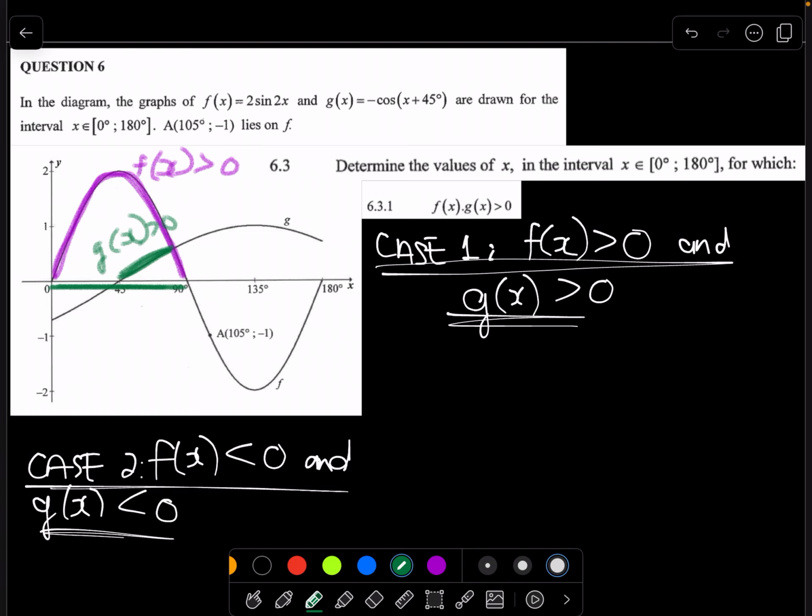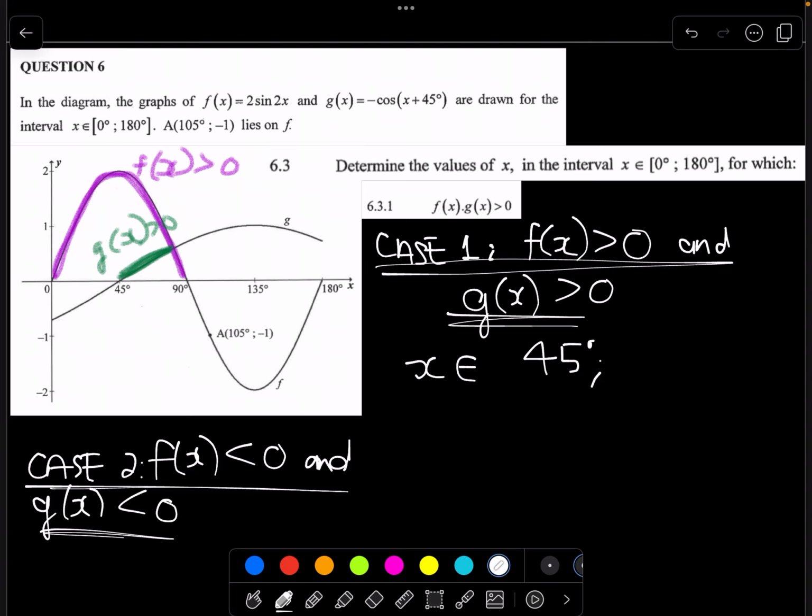So in other words, if we choose an x that is between 45 and 90, and I'll get to the brackets just now, then I end up in a situation where g gives me a positive value and f gives me a positive value. So when I multiply them together, I do indeed get something greater than 0. If I picked something between here, then I'd have a negative and a positive being multiplied together, not positive.